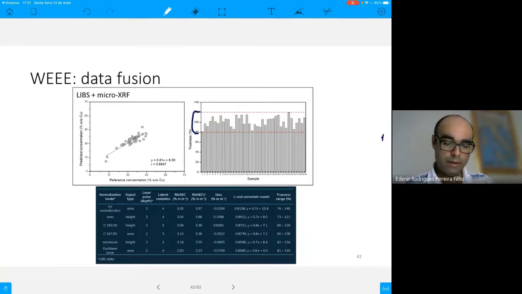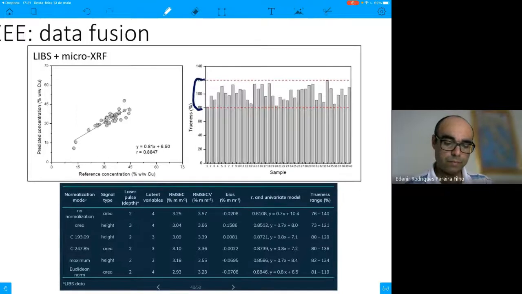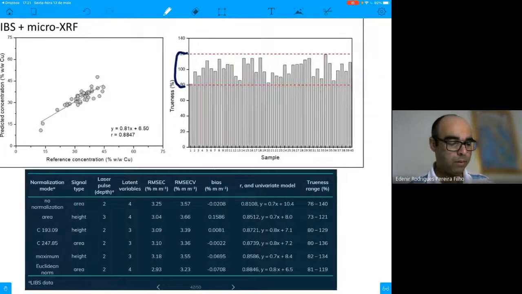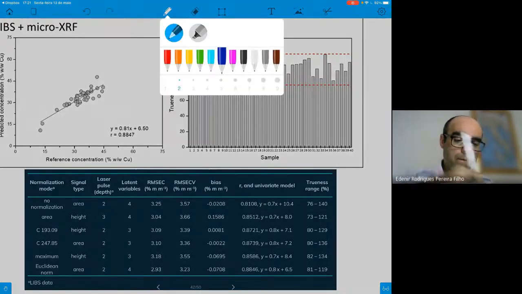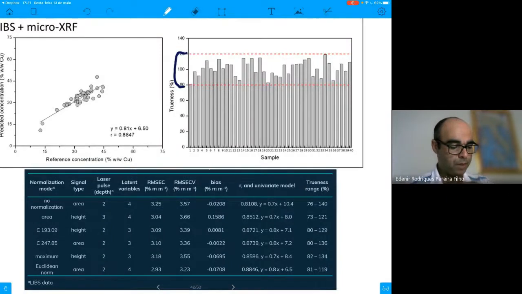And we have here some comparisons, and you can see, for example, the results for data fusion. We performed here a normalization using Euclidean norm. We used the area for the copper signal, and the trueness values varied from 81 to 119%.